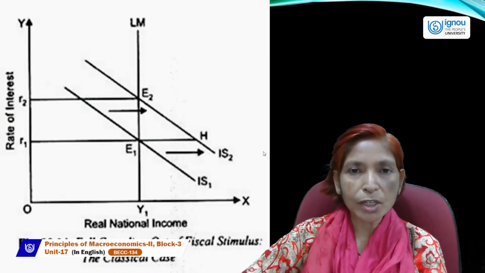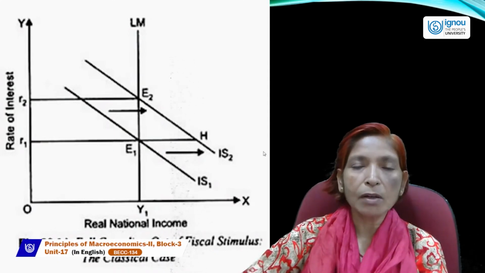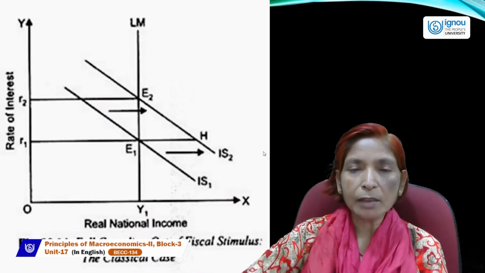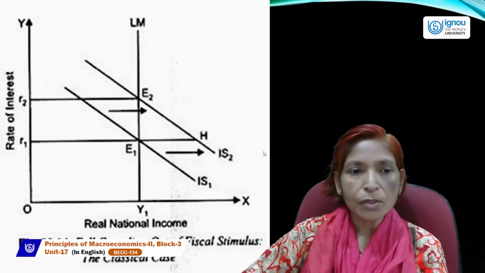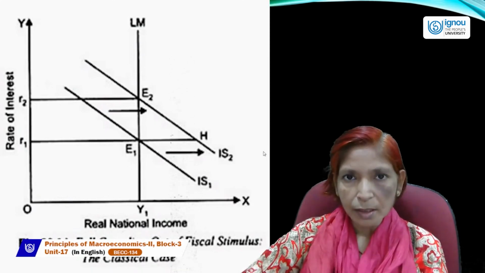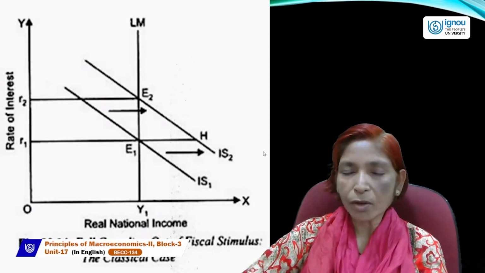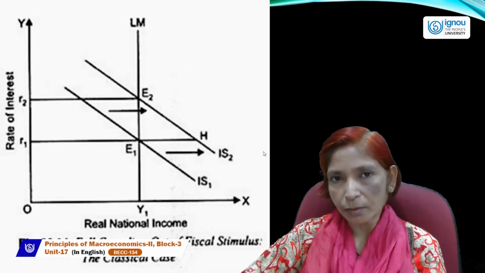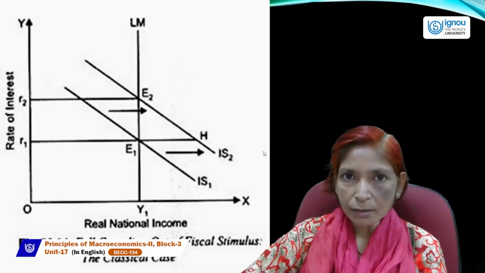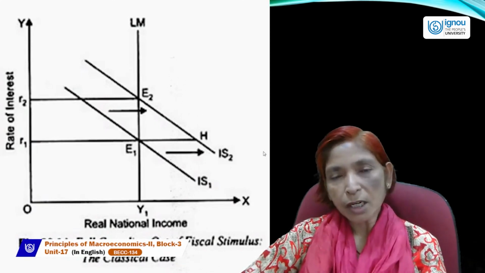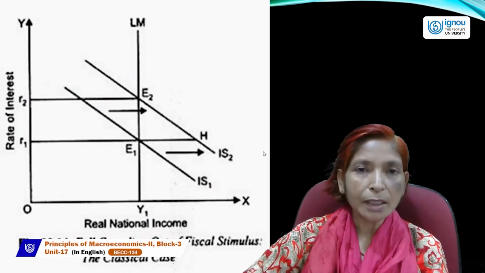So full crowding out occurs when the LM curve is vertical, and no crowding out occurs when the LM curve is horizontal. These are the two extreme situations of crowding out. In which situation crowding out occurs or does not occur depends upon the shape of the LM curve. If the LM curve is horizontal or the rate of interest is constant, then due to expansionary policy only the level of income will rise, and the rate of interest will not increase.